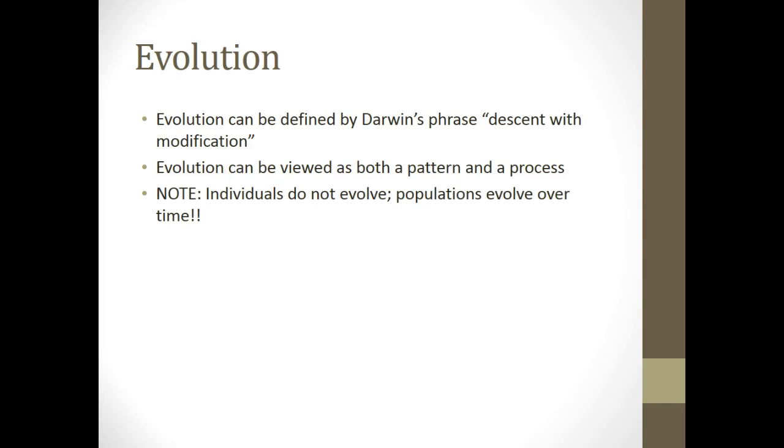when broken down, is all about, and I know you've heard this phrase before, this idea of descent with modification, meaning organisms are going to pass on their traits, and those traits are going to change gradually or modify gradually over time. And so as organisms produce offspring, they'll pass their traits on to those offspring, and eventually the population as a whole will change.